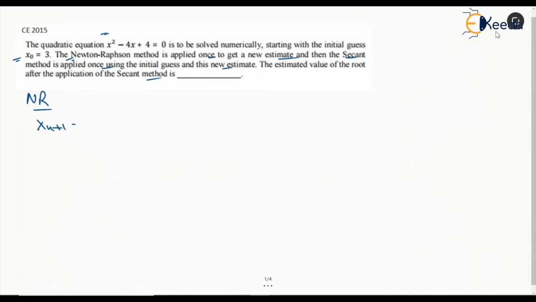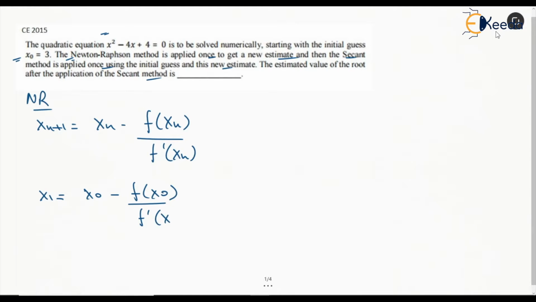x n plus 1 equal to x n minus f of x n by f dash of x n, right? So x naught is given, that means we have to find x1. So x1 is equal to x naught minus f of x naught by f dash of x naught. What is this f of x? F of x is equal to x square minus 4x plus 4. So what is f dash of x? This becomes 2x minus 4.